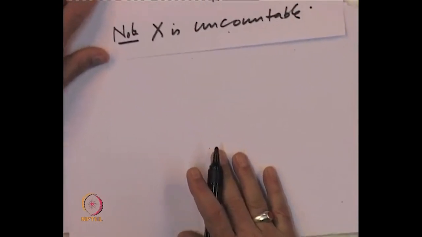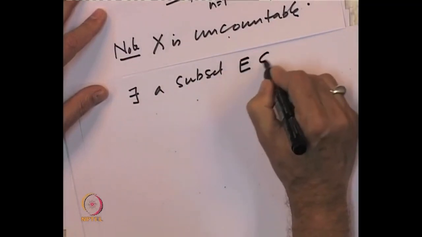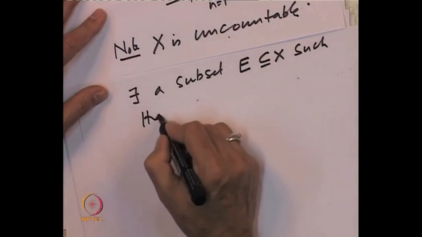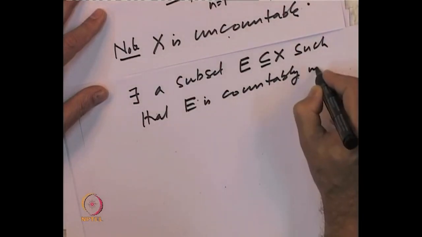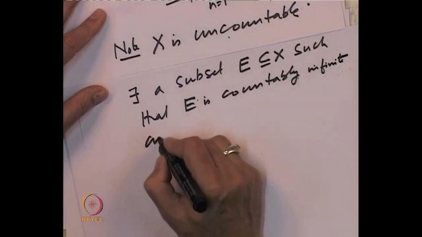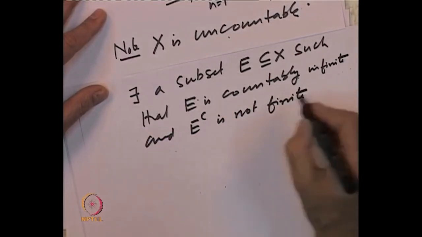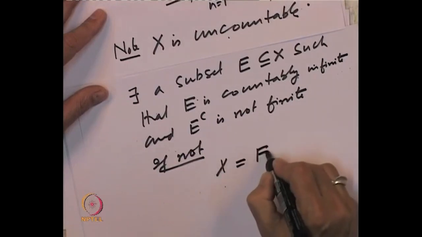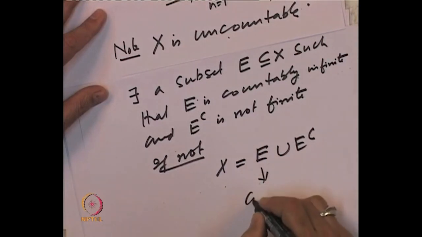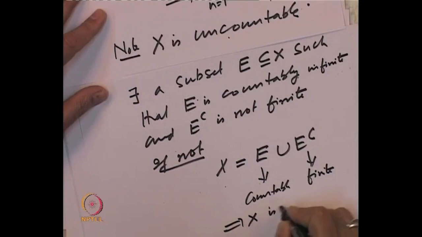As a consequence of this, there exists a subset E contained in X such that E is countably infinite and E complement is not finite. Because if this is not true, then what will happen? We will have X equal to E union E complement. This is countable and this is finite. So, that will imply X is countable, which is not true, which is a contradiction.